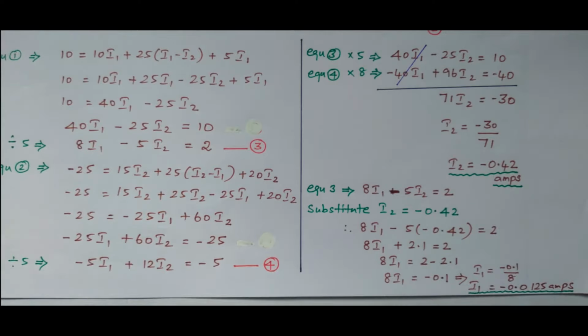So in this problem, by using the mesh analysis, by equation method, we framed two equations, then the simplified form of the equations is given. By solving equations 3 and 4, we got the value of I1 and I2.